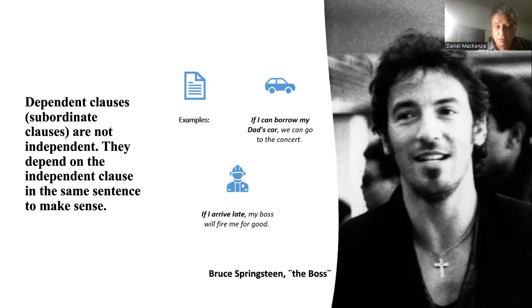So it actually depends on the independent clause, which is we can go to the concert. Another example, if I arrive late, comma, my boss will fire me for good. If I arrive late, if that would stand alone, wouldn't make sense. So it depends on the independent clause, which is my boss will fire me for good.